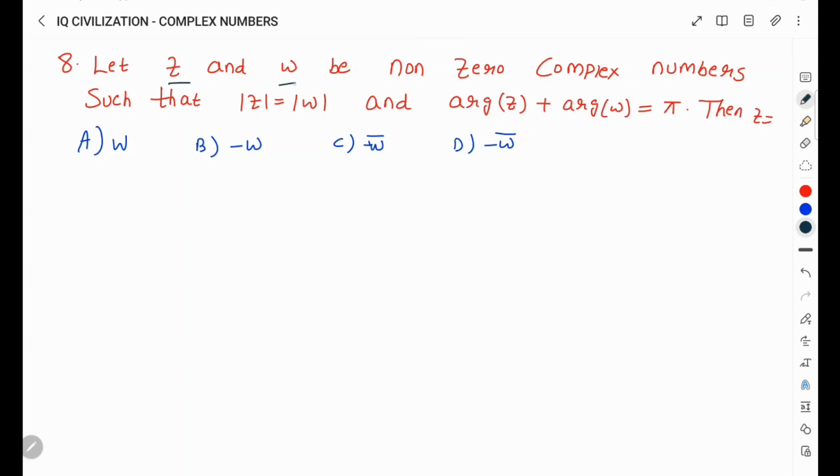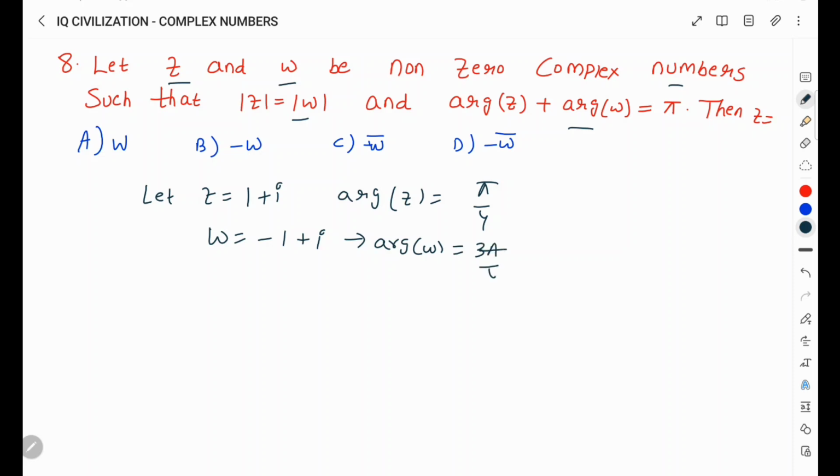Now let z and omega be non-zero complex numbers such that |z| and |omega| are both equal. Now we have to find the args. So here let z be equal to 1 plus i. So what is the arg? That is pi by 4, tan inverse of b by a. Okay, next thing is omega is minus 1 plus i, again the arg is 3 pi by 4. So here z is equal to 1 plus i, that is minus of (minus 1 minus i), that is minus of omega bar.